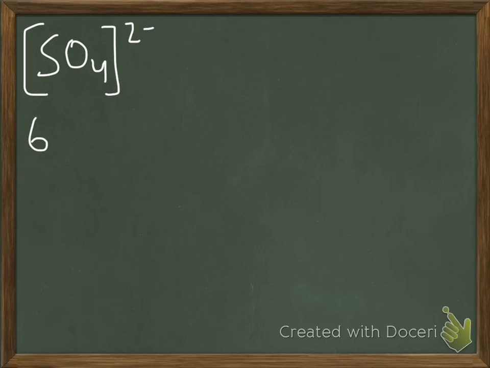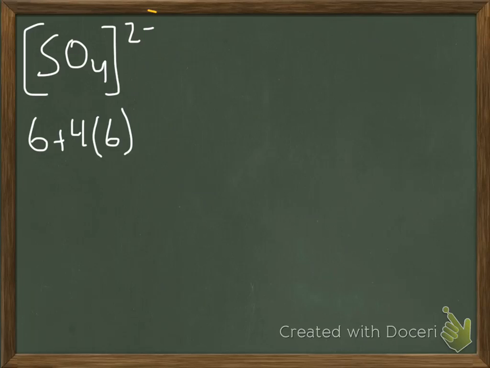All right. Sulfate ion, SO4 2-. Okay. This is covalent because they're both nonmetals. Let's count the number of electrons. S has 6. We got 4 oxygens. Each oxygen has 6. And we got a charge here.